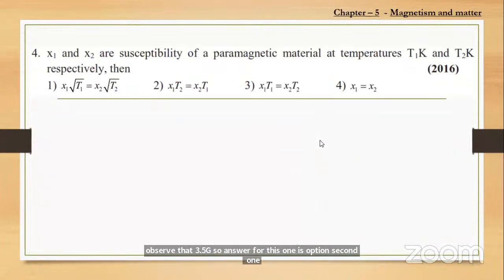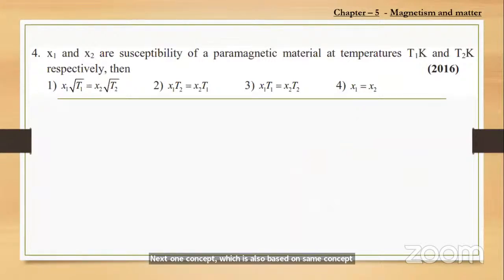Now coming to the next concept, which is also based on the same concept of Curie's law, that magnetic susceptibility is inversely proportional to temperature. Here chi 1 and chi 2 are the susceptibility of a paramagnetic material at temperatures T1 Kelvin and T2 Kelvin respectively. Then which relation holds good?